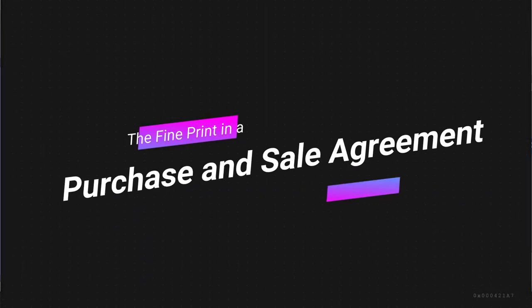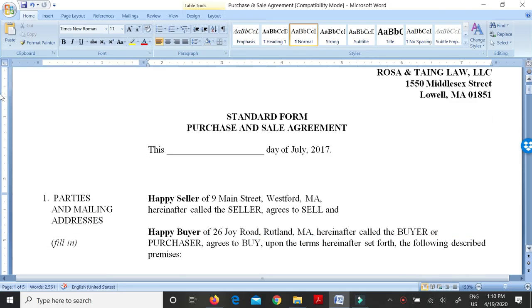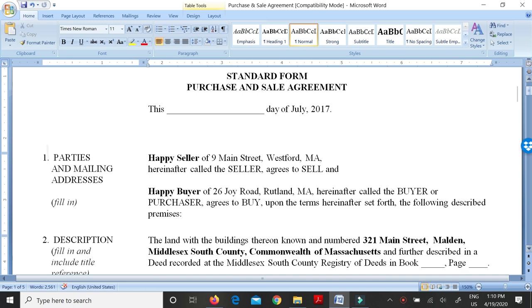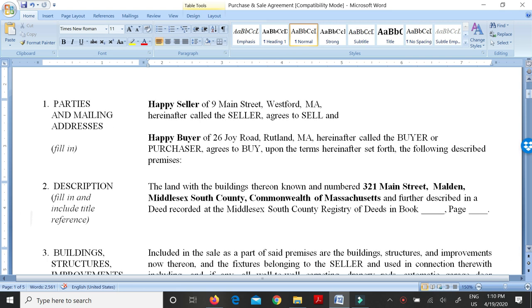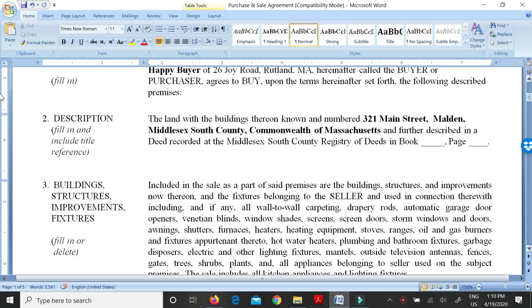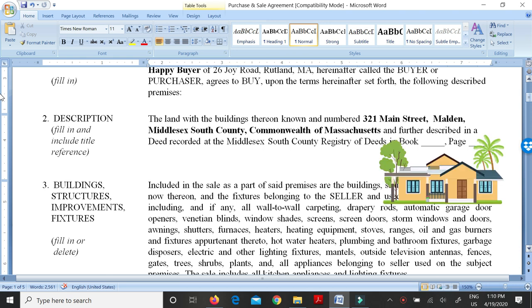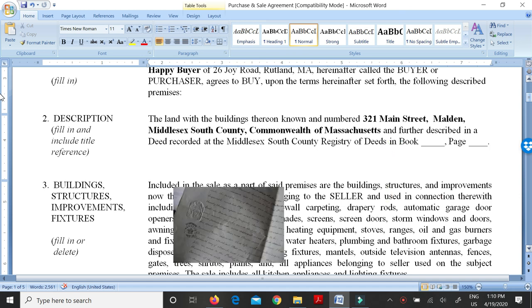Today I'm going to go over a standard purchase and sale agreement. To start, first of all, you start off with the date. Then we have the names of the sellers and then the name of the buyers. The following clause shows the property address. Here we have 321 Main Street, Malden, Massachusetts. It also should have the identification information for where the deed was recorded.